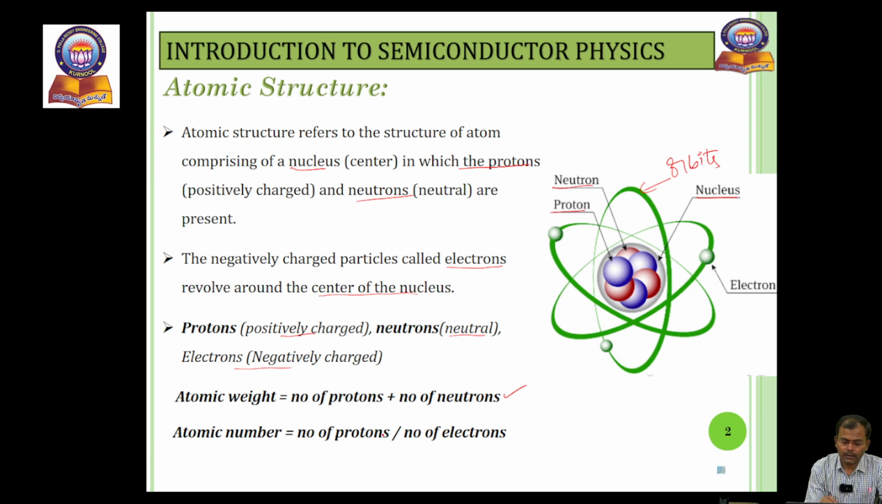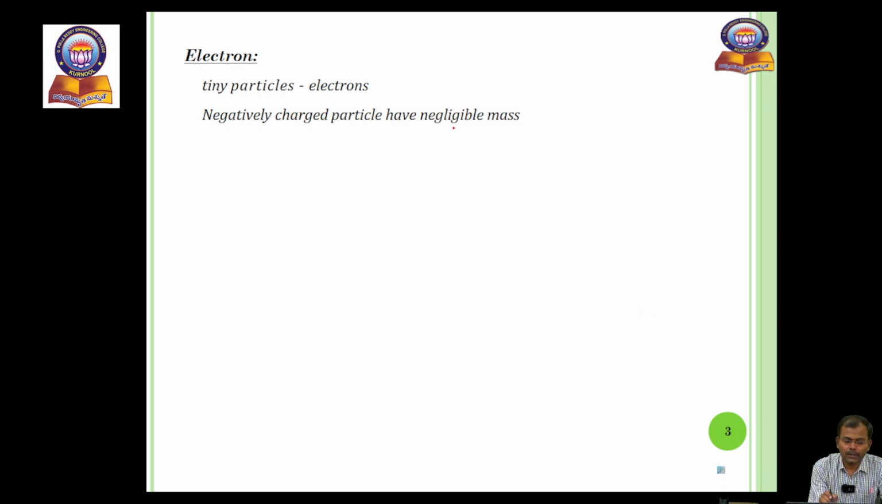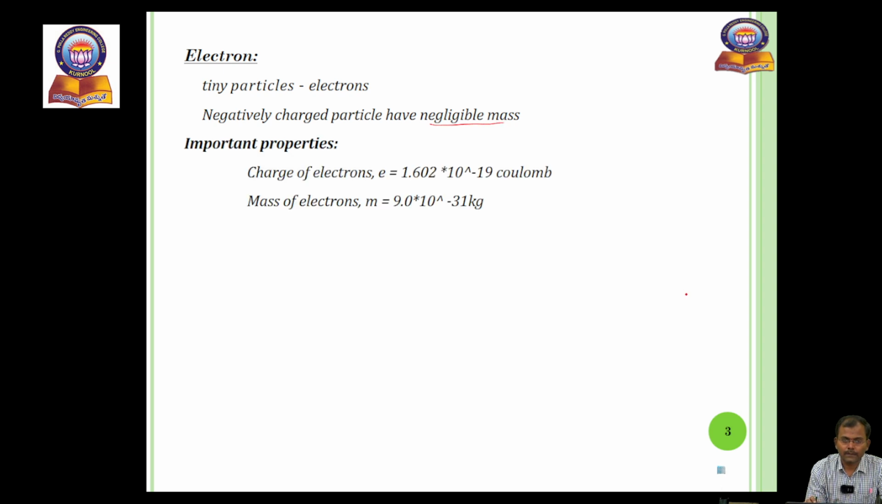Atomic number is the number of protons, which is equal to the number of electrons. So this is the basic structure of any atom. It contains the nucleus, protons and neutrons, and electrons which are revolving around the nucleus. Electrons are tiny particles, negatively charged, and they have negligible mass. The charge of an electron is 1.6 into 10 power minus 19 coulombs. The mass of an electron is 9 into 10 power minus 31 kg.